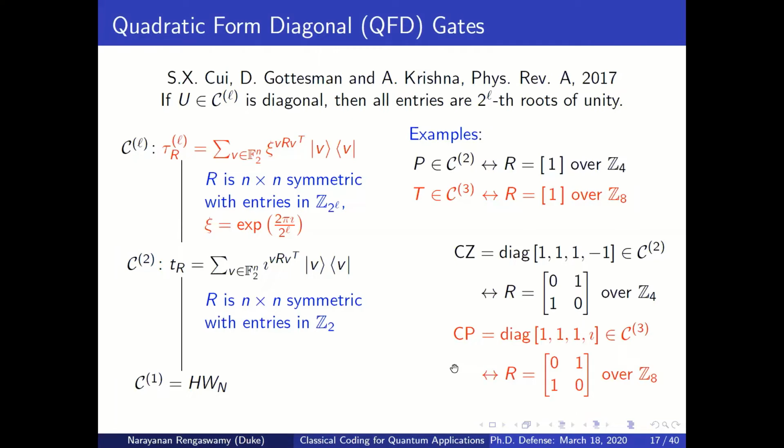So what I want to overall tell here is that we have defined this class of diagonal gates that live in this hierarchy called the Clifford hierarchy. They are 2 to the nth roots of unity raised to some exponent that is a quadratic form. And so we call them quadratic form diagonal gates.